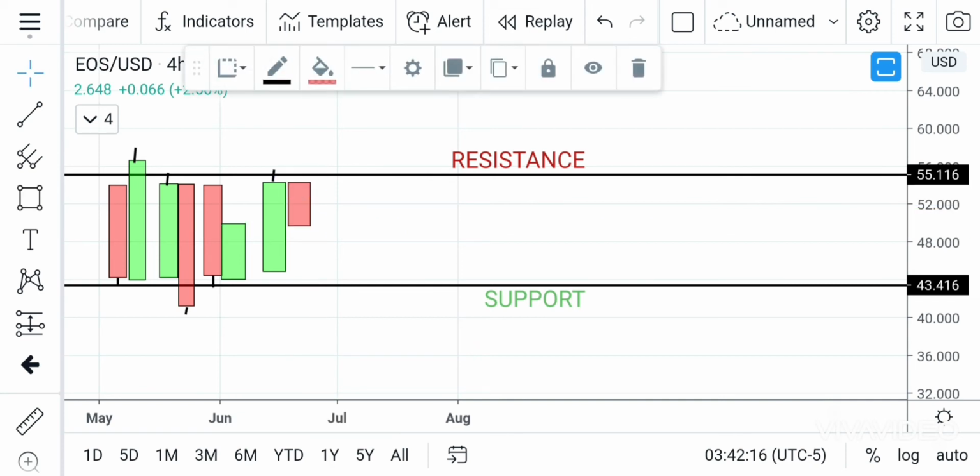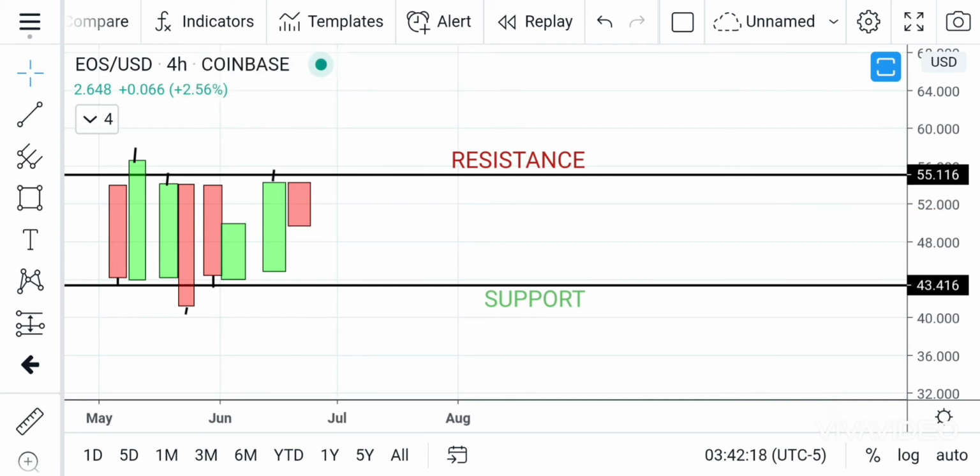So it is a bearish pattern, but it is not as strong as the main bearish engulfing pattern. This is the main bearish engulfing pattern. This is the dark cloud cover, which is not as strong as the main bearish engulfing pattern. It is a weaker form of the bearish engulfing pattern.